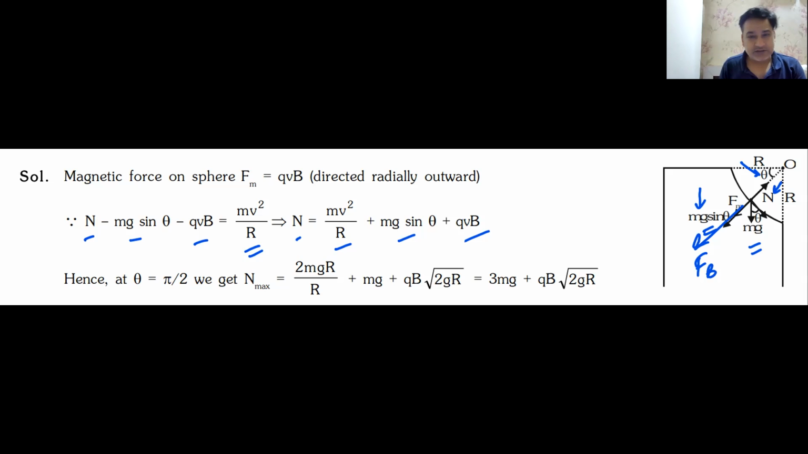Just put those values here and you have the answer. Remember, that is why this magnetic field was put in this way, because if the magnetic field had been the other way, sine theta would have got subtracted and that would have created a lot of problems. Getting my point, bacha? So, this is how this question was framed.